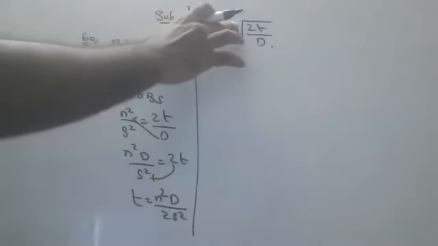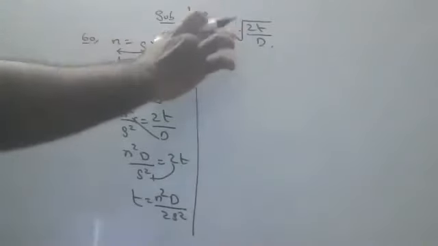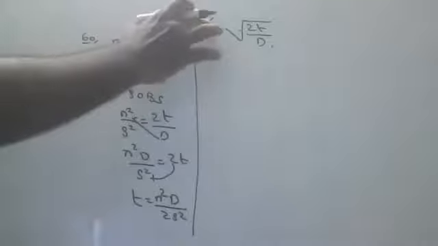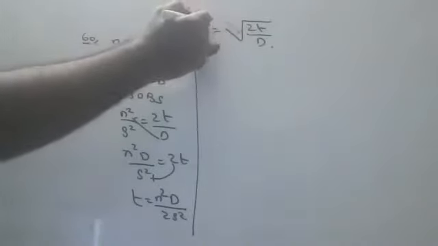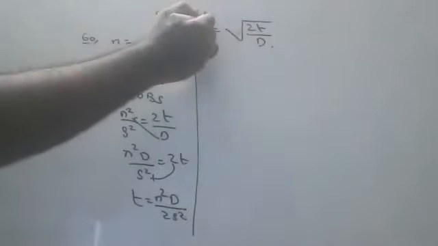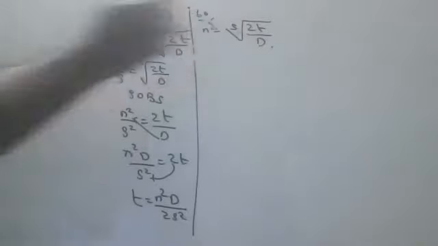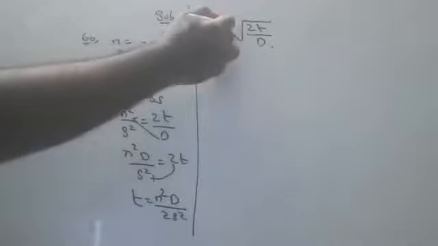See, children, here 2 is there with the square root. Square root means here the square will come. If a cube root is there and I remove this cube root, here 3 will come. Suppose here 4 is there, the fourth root, if I remove that, here 4 will come. So suppose s is there inside, then if I remove this, here s will come. Are you able to understand?